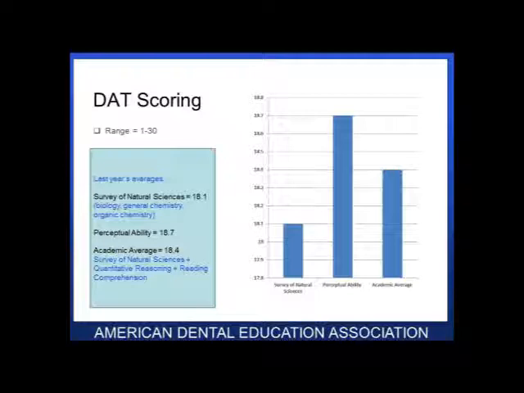The average scores reported here are the average scores of all test takers last year. If you do not have these scores, does it mean that you won't be eligible for admissions to dental school? Certainly not. Remember that these are averages and that there are many applicants with higher and lower scores who are admitted to dental school and are successful in their studies.